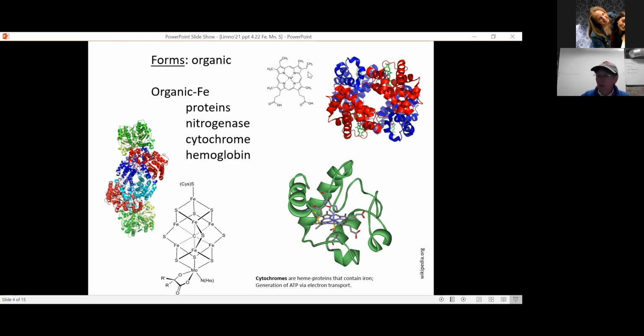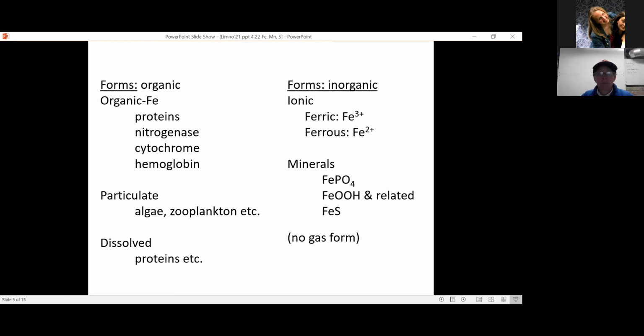So this is hemoglobin, the heme part of hemoglobin, which is so similar to the functional part of chlorophyll, except chlorophyll has magnesium there. Okay, so these are one of the forms that you find iron in lakes: as part of organic molecules.